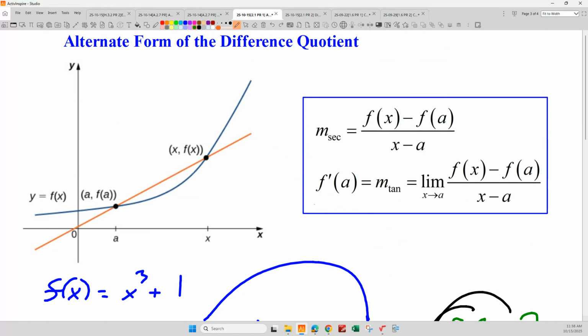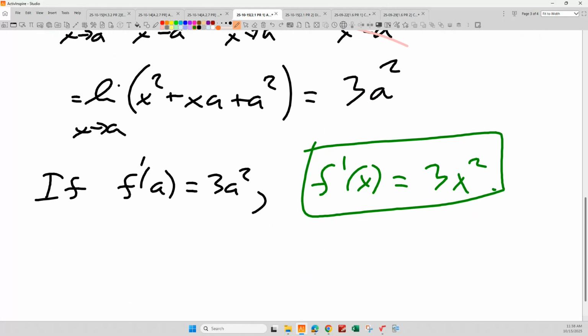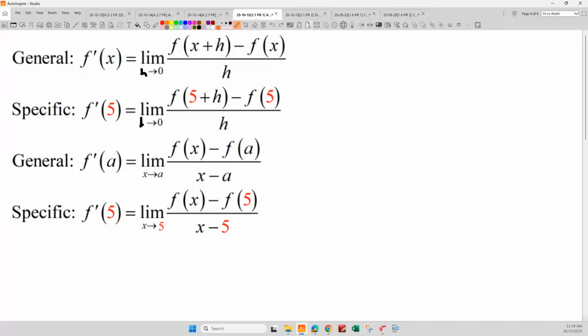But really all you're doing is just establishing a pattern. Here's the pattern. The derivative of something cubed is 3 times that something squared, right? Okay. So I think we're good with that one.